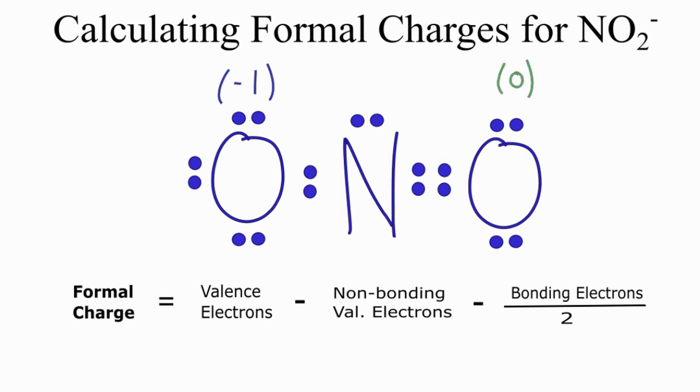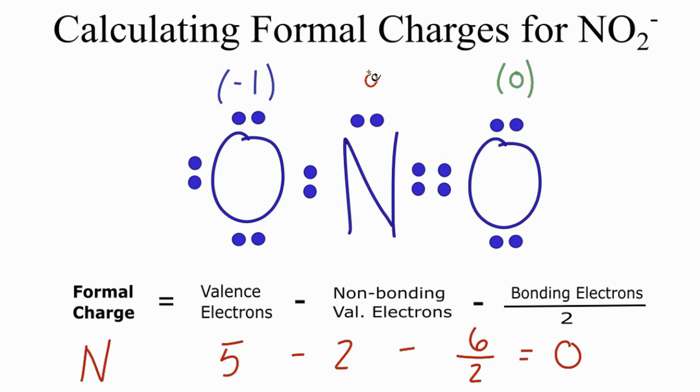Now let's do that central nitrogen atom. For the nitrogen on the periodic table, it's in group 5A or 15. We know it has 5 valence electrons. We're going to subtract the non-bonding valence electrons. These 2 up here are not involved in a chemical bond, so minus 2. And then we're going to subtract the bonding valence electrons. We have 2, 4, and then these over here 6. And we're going to divide that by 2. So 5 minus 2 minus 3 gives us 0.